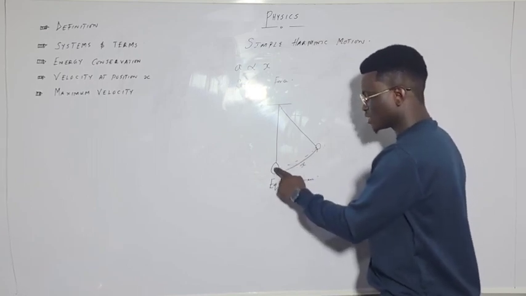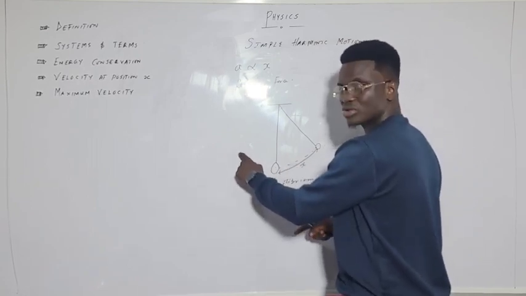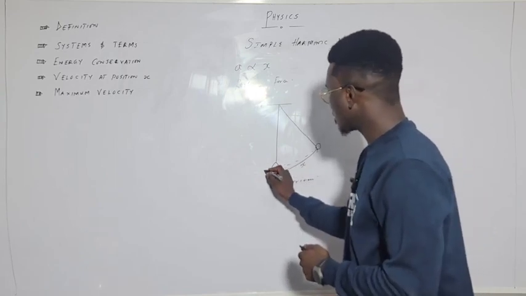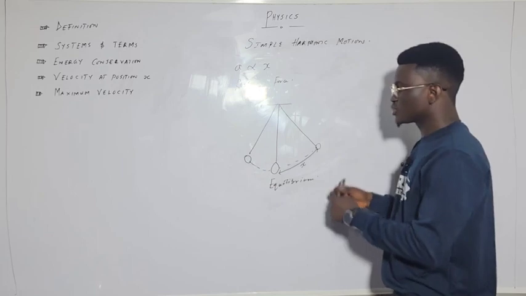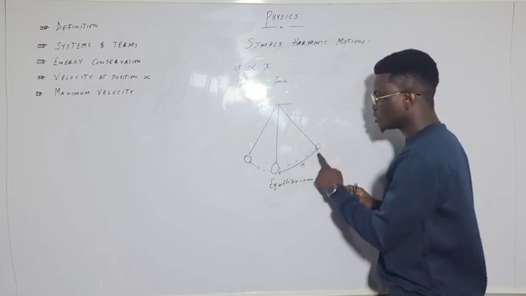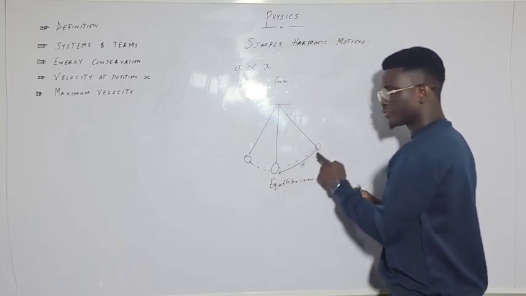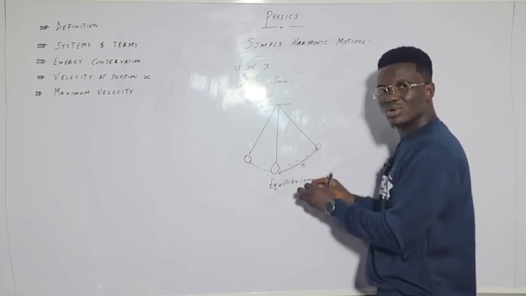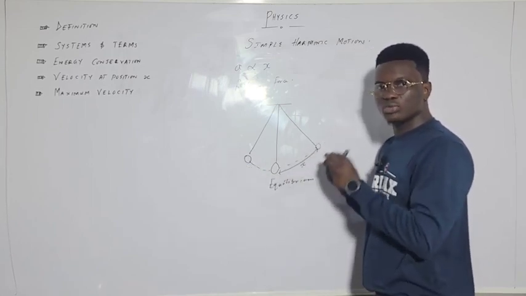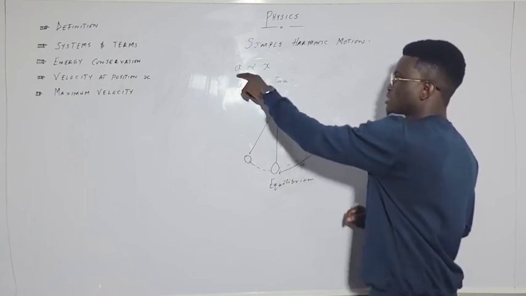When it moves back, it gets here, then it continues its journey. So it will move and get back to this position. So now if you look at this body, the body will now continue to go to and fro, to and fro, to and fro. So that is what we call simple harmonic motion. Now what do we mean by this statement?